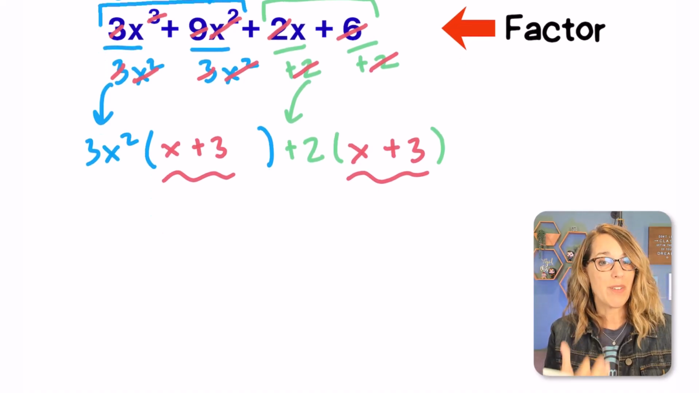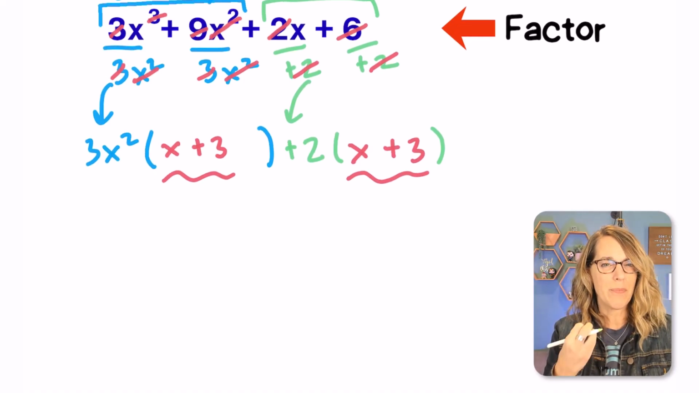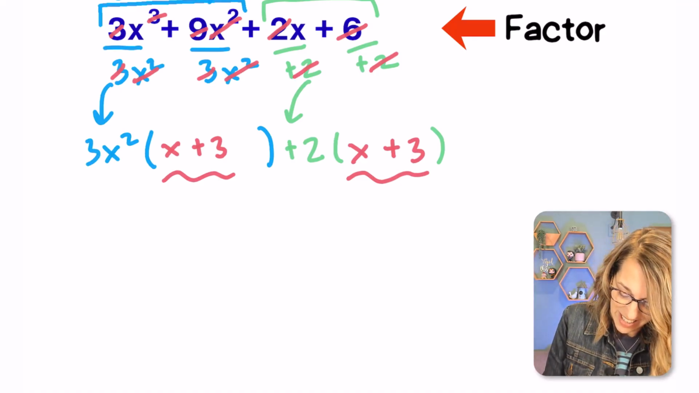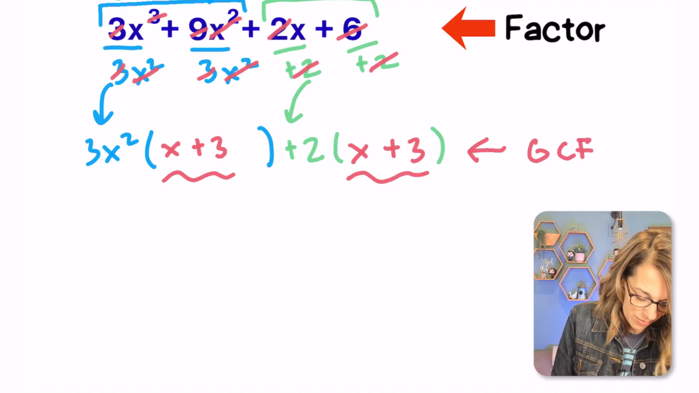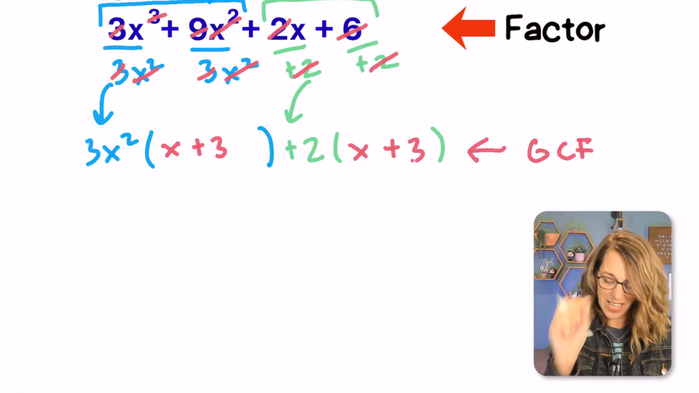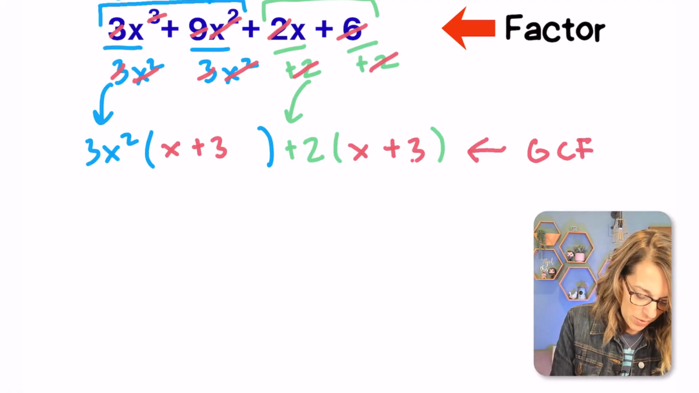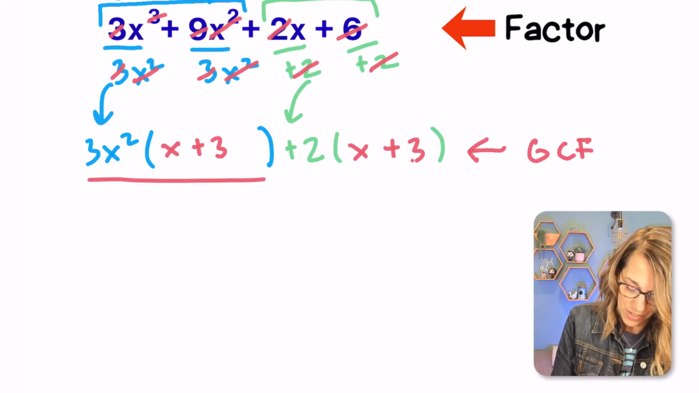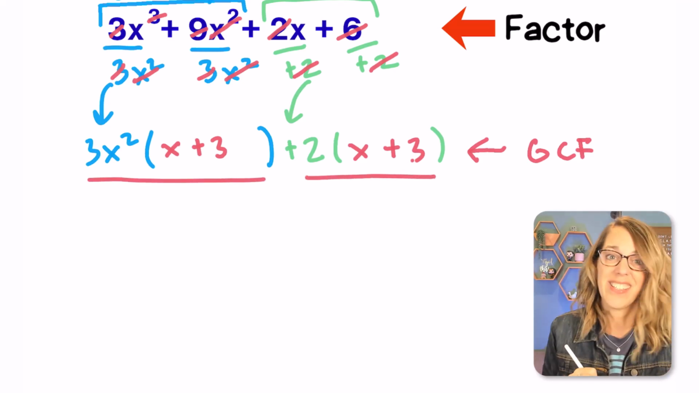So when I'm doing something by grouping, my goal is to find a brand new GCF that everybody shares. And in this case, that GCF is my x plus 3. So I really want to divide both of these terms now, and the term would be everything with a plus sign in between. I want to divide both of those terms by my new GCF. So the first term and that second term.